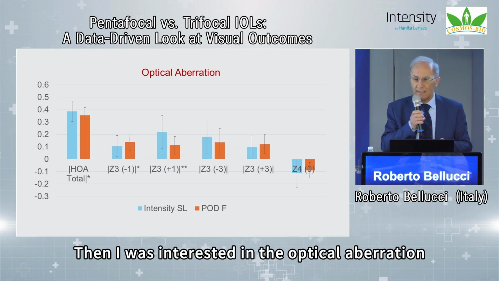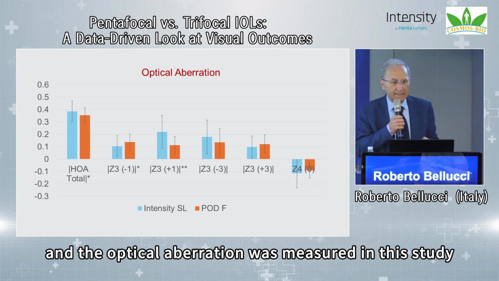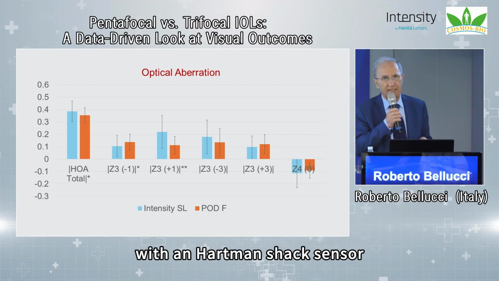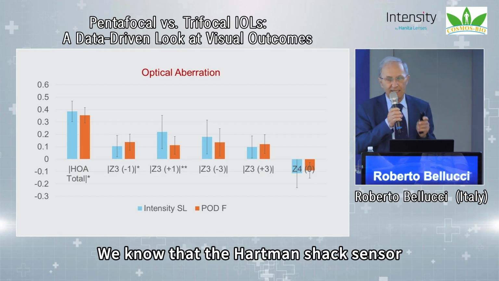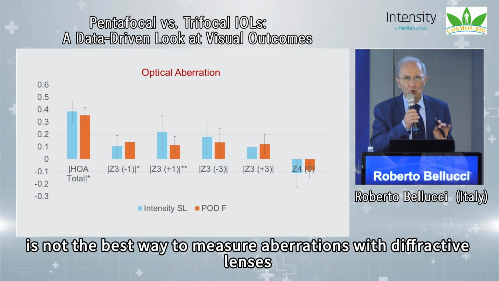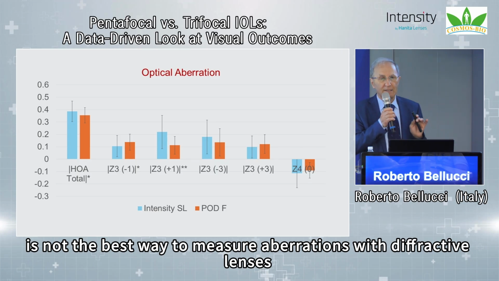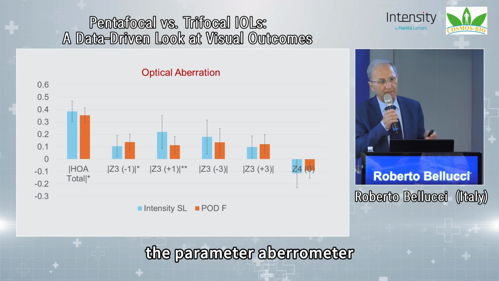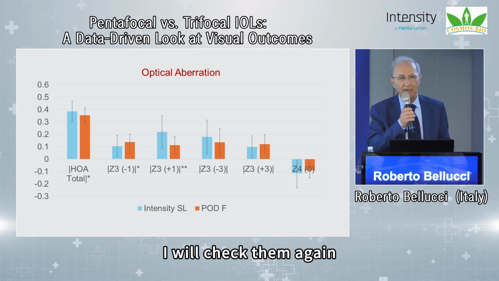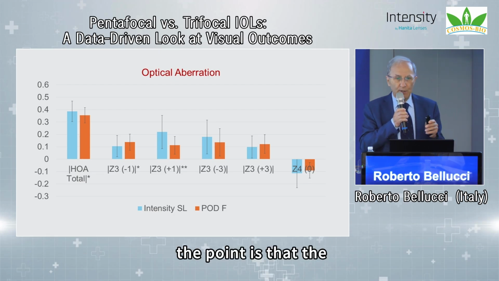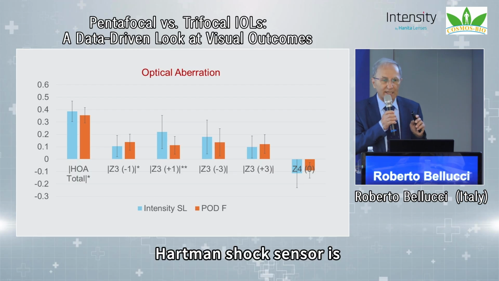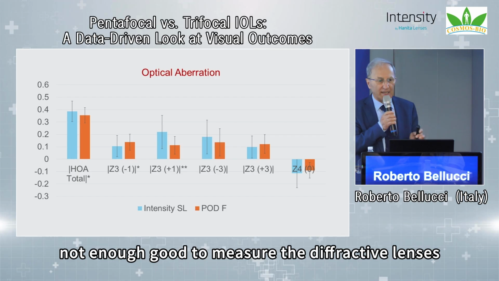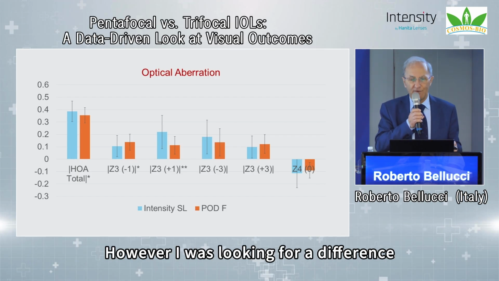Then I was interested in the optical aberration, and the optical aberration was measured in this study with a Hartmann-Shack sensor. We know that the Hartmann-Shack sensor is not the best way to measure aberrations with diffractive lenses. Now I received another aberrometer called the pyramidal aberrometer. I will check them again. However, the point is that the Hartmann-Shack sensor is not good enough to measure the diffractive lenses. However, I was looking for a difference.